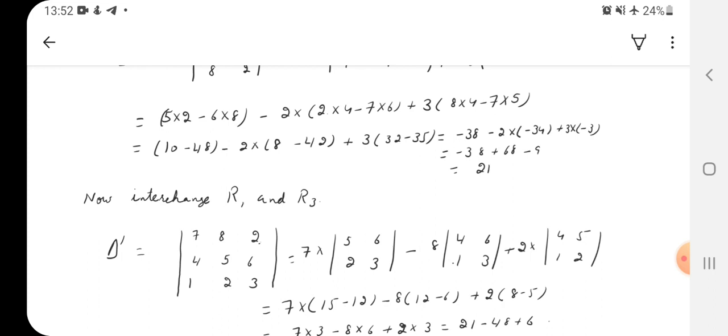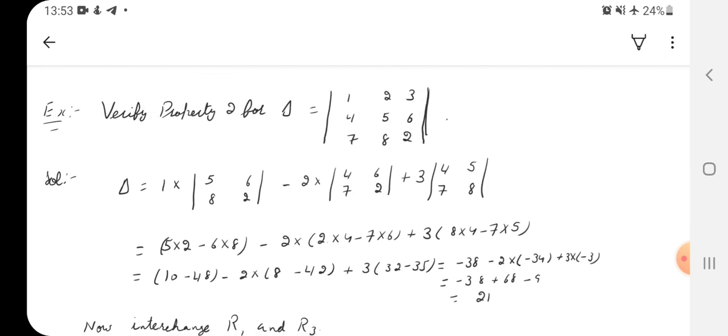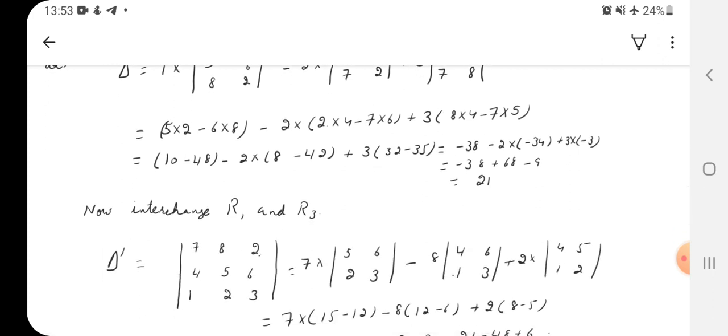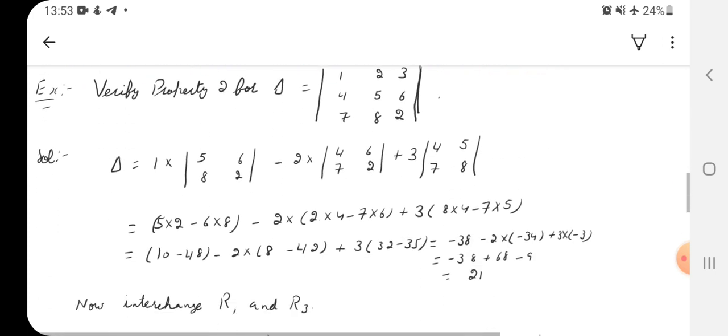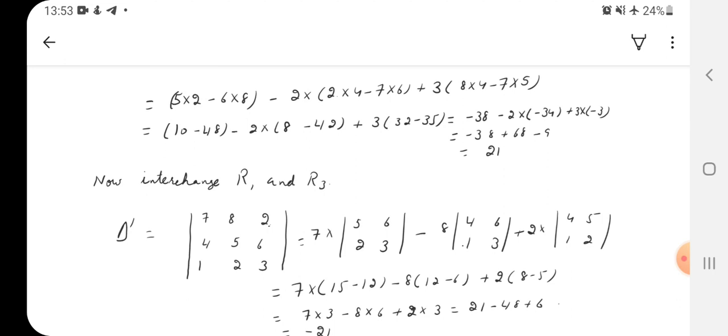Now what we are doing is, we are interchanging row 1 and row 3. Firstly our row 1 was 1, 2, 3, right? Now our row 1 is 7, 8, 2, and row 3 is now 1, 2, 3. Earlier it was 7, 8, 2. So now row 1 and row 3 are interchanged and row 2 remains the same.